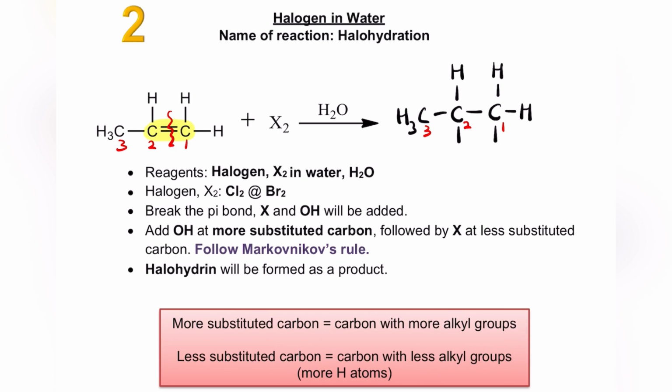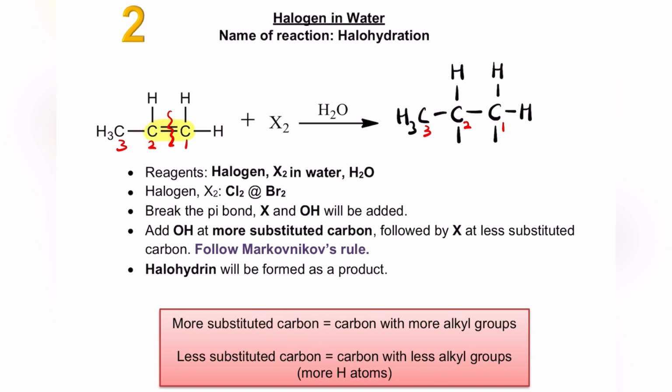Okay, when you break the pi bond here, you will add halogen atom dan juga OH group. So OH group akan berada di more substituted carbon. X akan berada dekat bahagian less substituted carbon. Maksud substituted carbon ni, carbon yang ada banyak alkyl group, dia akan jadi more substituted. So let's say fokus carbon kita adalah carbon 1 and 2. Carbon 1 dia hanya ada hidrogen sahaja. However, carbon 2 dia ada CH3 dan hydrogen. So, siapa more substituted? More substituted adalah carbon 2.